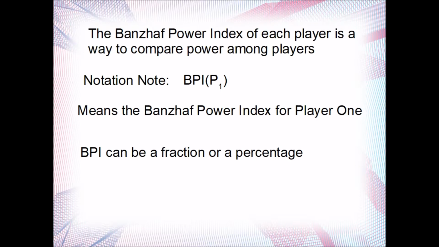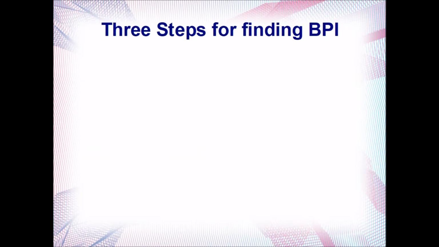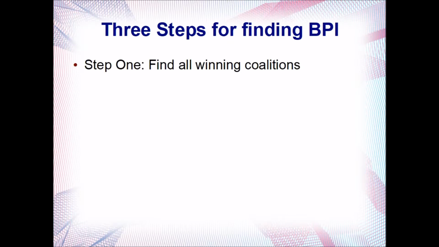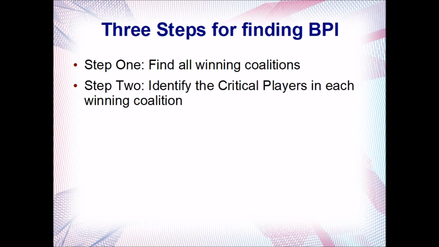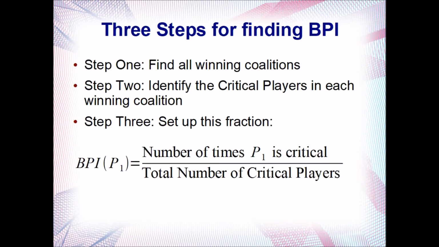It doesn't really matter. In order to find the BPI, there are 3 steps. Step 1 is to find all of the winning coalitions in this weighted voting system. Step 2 is to identify the critical players in each winning coalition. And step 3 is to set up the fraction like this. For the BPI of player 1, in the denominator at the bottom, we have the total number of critical players, and in the numerator, at the top, we have the number of times that player 1 is critical. So it's a formula, I guess.